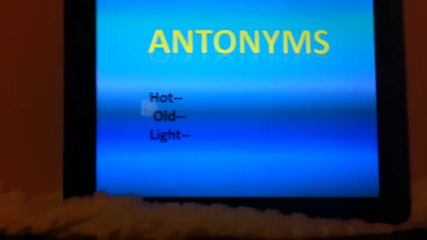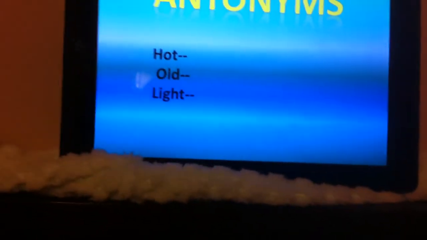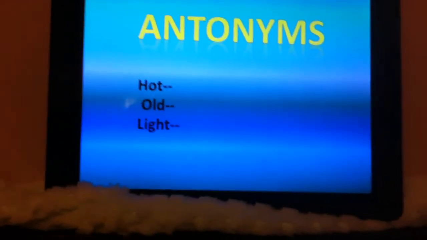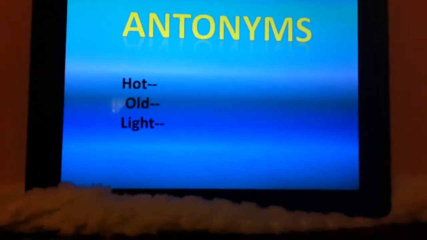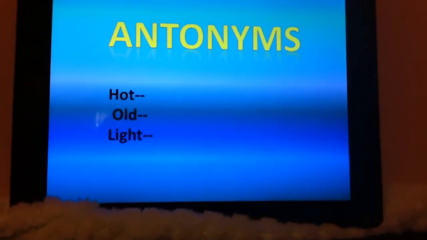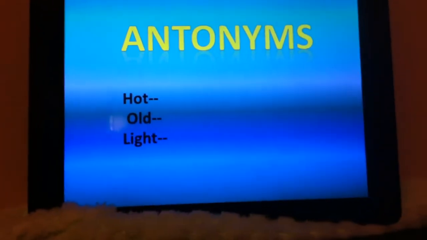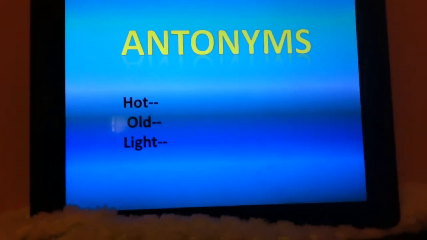Everybody has a list of 20 words. They also have a word bank on the other side. So together we can match up the 20 words with their opposites or their antonyms. I'm going to start. I'll do a few on my own so they can watch. Then we'll do a few together, and then they can do a few on their own.